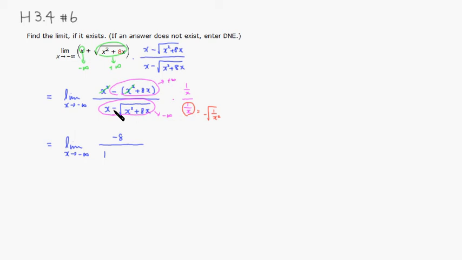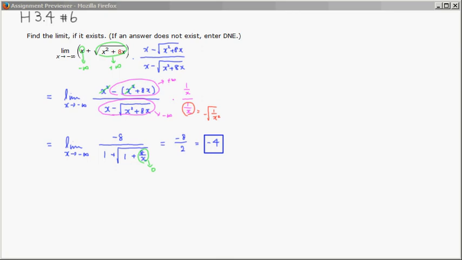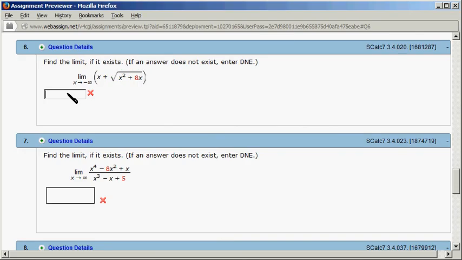So if you put that in, that's going to be negative, negative, positive. Then you have a square root. You have x squared divided by x squared is 1, then 8x divided by x squared would be 8 over x. Then we know that the 8 over x disappears, and what's left is negative 8 over 2, because 1 plus 1, is negative 4. So let's type this in. This is negative 4.